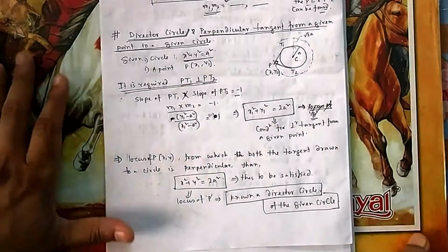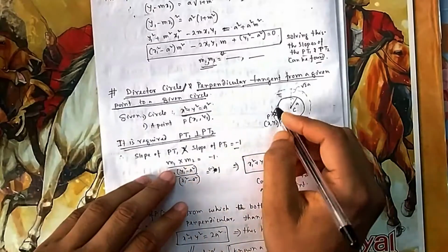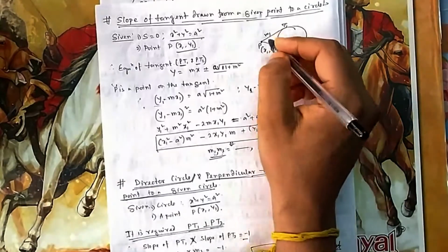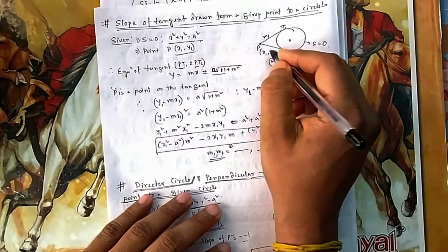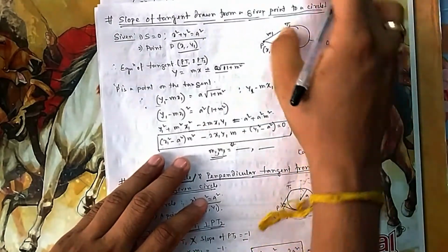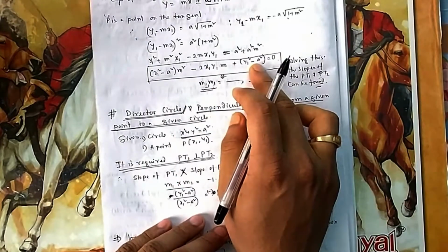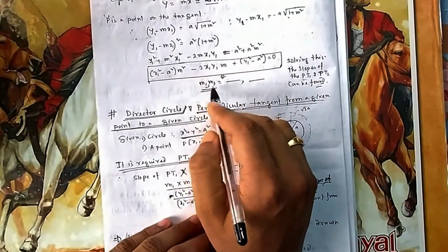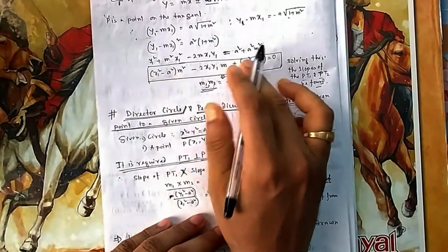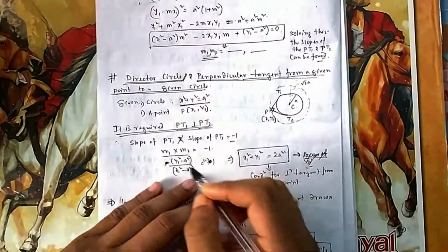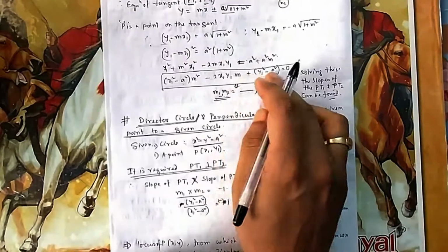Okay, now you come to your earlier article. M1, M2 are the slopes of these tangents. You have seen how to find the slopes of these tangents from this quadratic equation. You solve this quadratic equation and you find M1, M2. So these are the roots of this quadratic equation. If you know the roots, what is the product of the roots of a quadratic equation? C by A. So this is your C, this is your A. So M1 M2 will be equal to C by A.